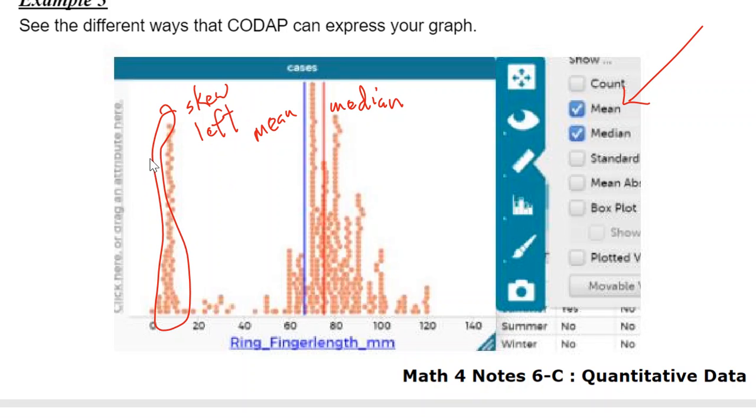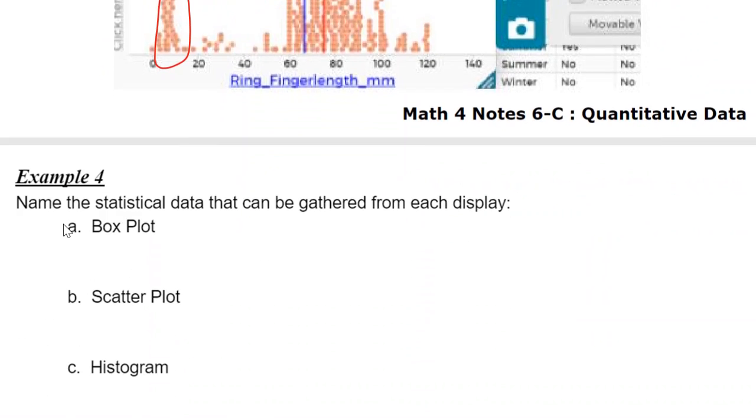This group down here is taking the average and skewing it to the left side so that mean and median are not in the same place. Now I got so many down here that it's throwing my average lower, and that's what's going on here. All right, let's move on.